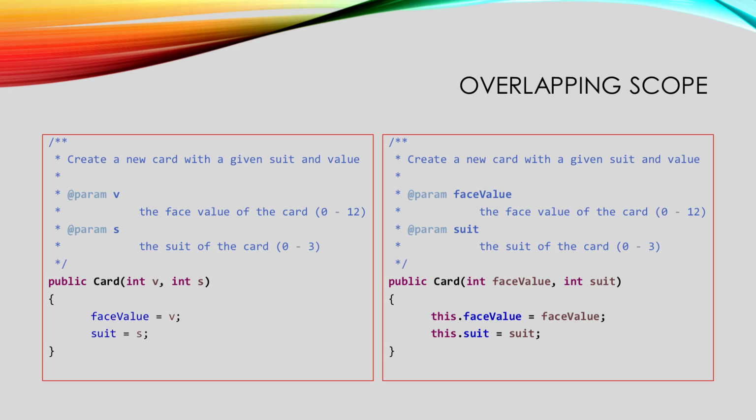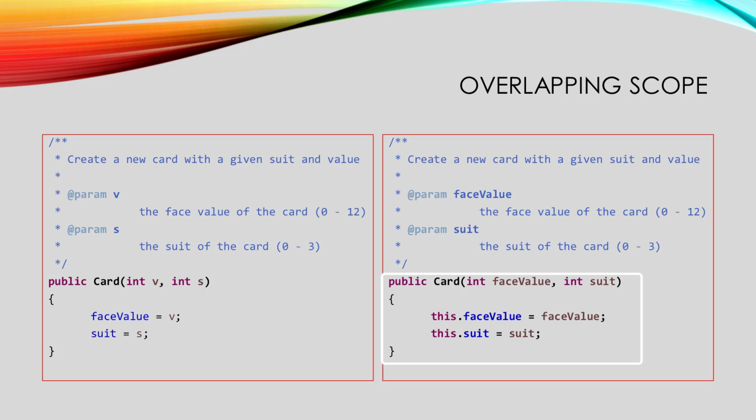Sometimes people will write these methods using the same names for the method parameters as for the instance variables. These two constructors do exactly the same thing. In this example, though, there are two variables named face value, and they have overlapping scopes. The instance variable scope is the entire class, while the method parameter scope is just this constructor.